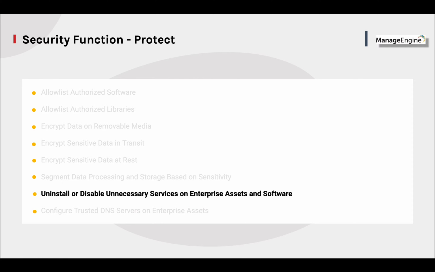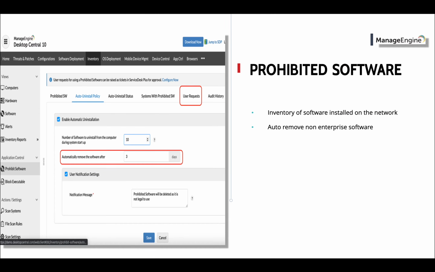Uninstall or disable unnecessary services on enterprise assets and software. Prohibited software management in Desktop Central can help you perform this operation. From Desktop Central, you can do inventory. You can add the list of software that has to be prohibited in the company. And during regular scan cycles, it will check which software you have listed as prohibited, and whether it has been discovered in your infrastructure.